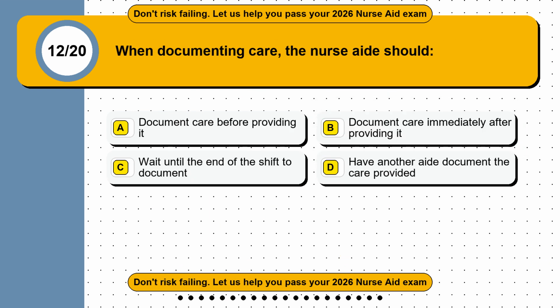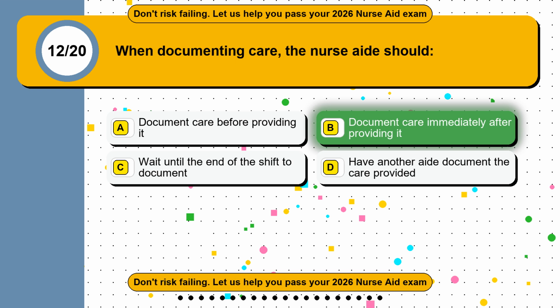Question 12. When documenting care, the nurse aide should: Option A, document care before providing it. Option B, document care immediately after providing it. Option C, wait until the end of the shift to document. Option D, have another aide document the care provided. The correct answer is option B, document care immediately after providing it.